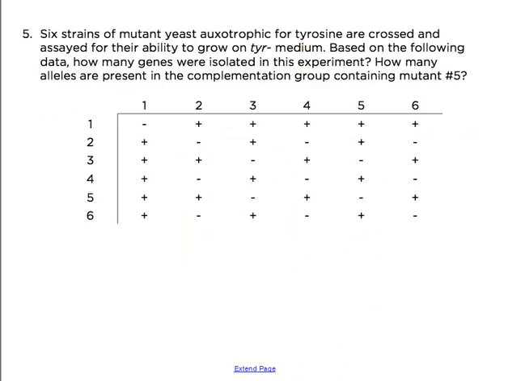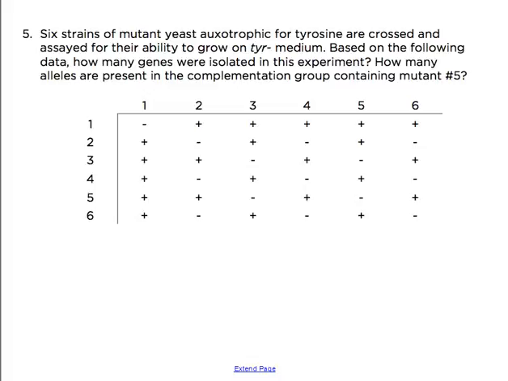Problem 5. 6 strains of mutant yeast auxotrophic for tyrosine are crossed and assayed for their ability to grow on tyrosine-lacking medium. Based on the following data, how many genes were isolated in this experiment? How many alleles are present in the complementation group containing mutant number 5?